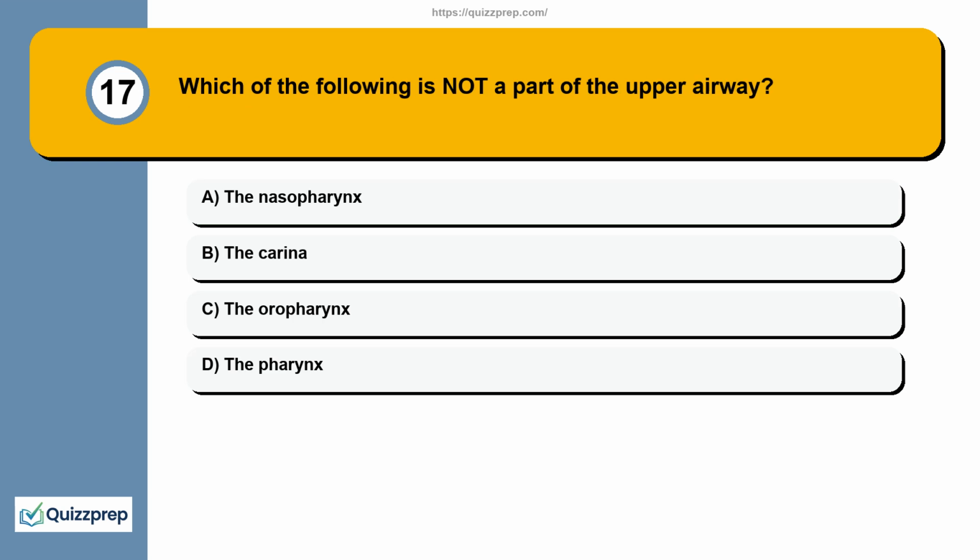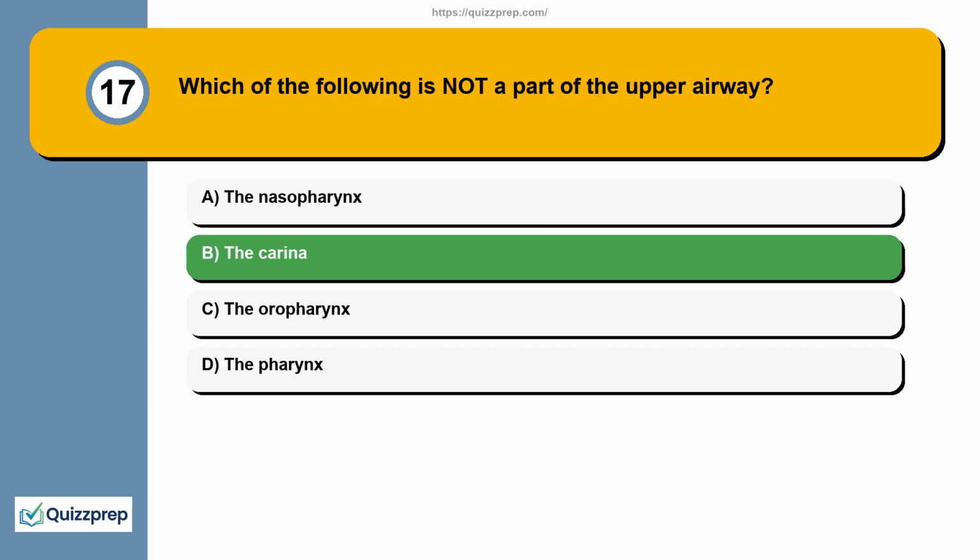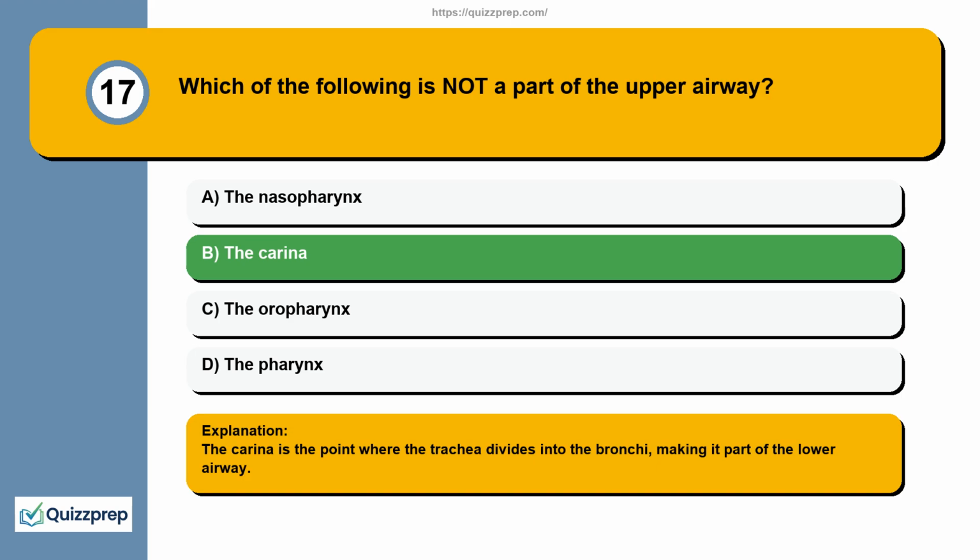Question 17. Which of the following is not a part of the upper airway? The nasopharynx, the carina, the oropharynx, the pharynx. The carina is the point where the trachea divides into the bronchi, making it part of the lower airway.